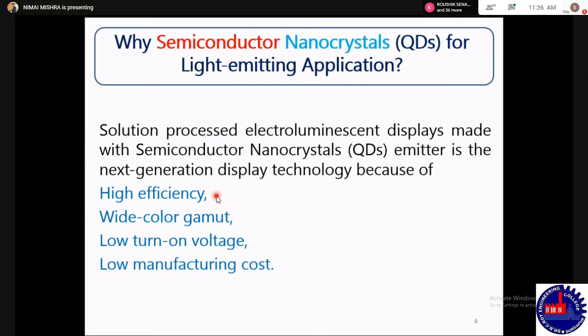Now, particularly in today's talk, I'm going to discuss semiconductor nanocrystals for light emitting applications. So what is light emitting? Light emitting diode. You may not know the full form, but I believe all of you know, since you have an engineering background, that a light emitting diode is an LED. Everyone knows about it.